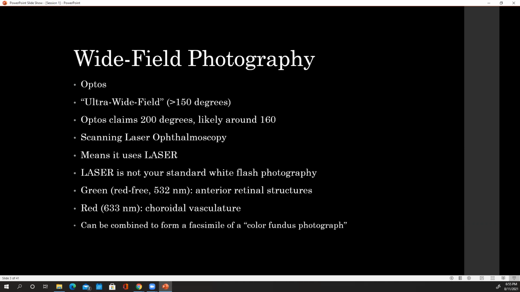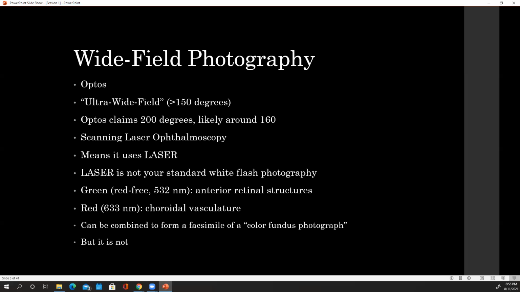And so when you combine them together, which is what you see on the Optos image, it forms a facsimile of a color fundus photograph, in quotes, but it is not. They're literally playing around with the colors of these two wavelengths, and they're trying to create a sense of an image. Does that make sense? Yes. Okay, so thus it is not a color fundus photo.